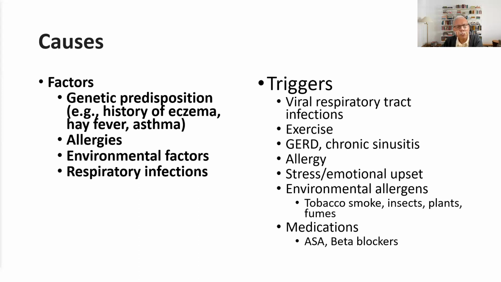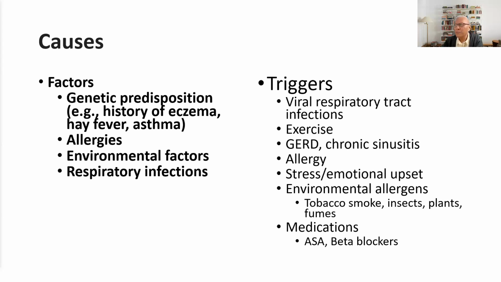Infants who are born premature will most likely also develop asthma in the future. And then, of course, respiratory infections, such as respiratory syncytial virus or RSV, can damage the young children's developing lungs. And therefore, this could be a factor for the development of asthma.